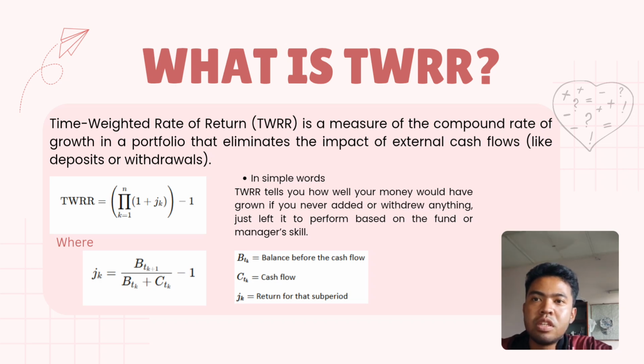So here I put the formula related to the TWRR. Basically, P is the balance before the cash flow, C is the cash flow, and r_k is the return for that sub-period.